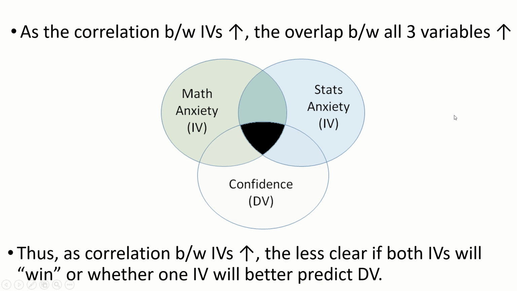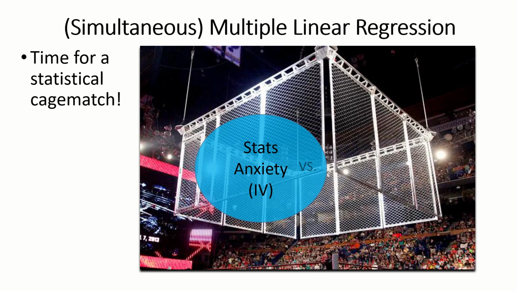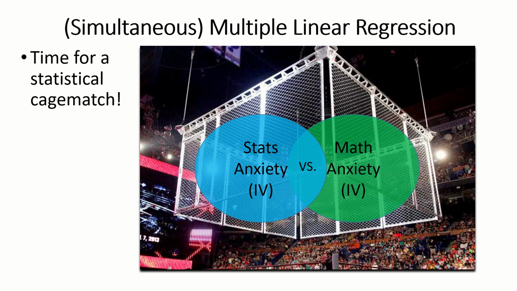As the correlation between the independent variables increases, it's less clear whether both independent variables will win or whether one independent variable will better predict the DV. It's almost like we're having a statistical cage match, where stats anxiety and math anxiety are both entering the ring at the same time to see which one wins out, or if there's going to be a draw.